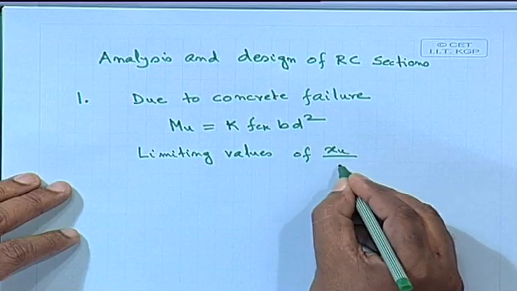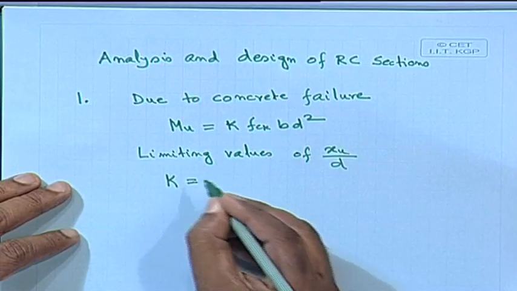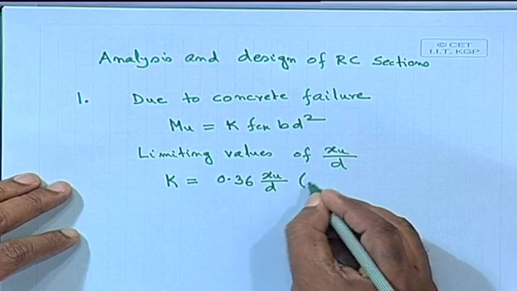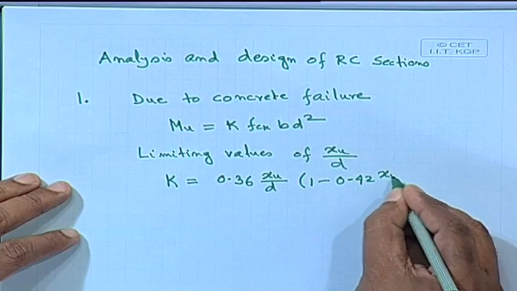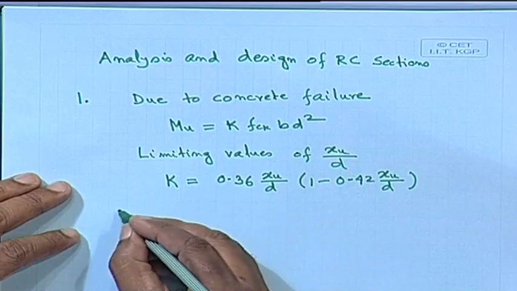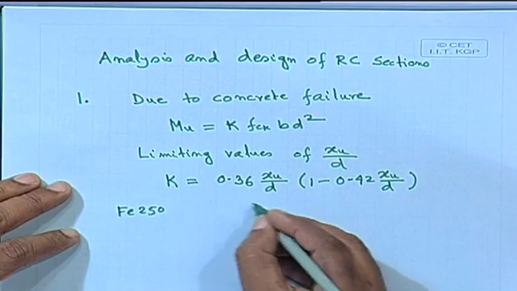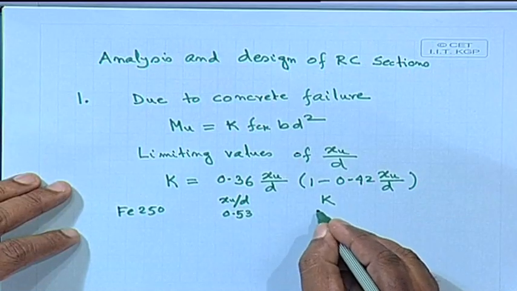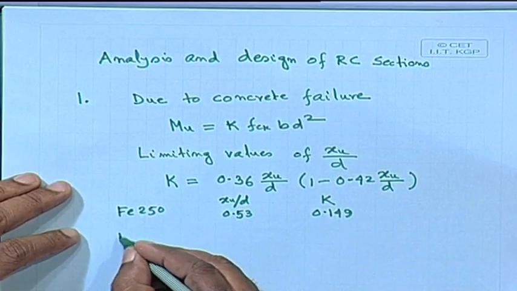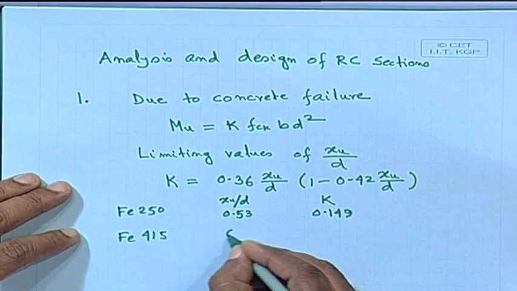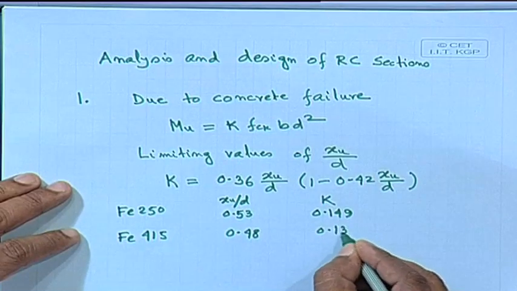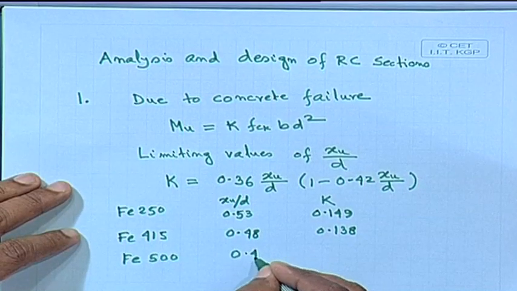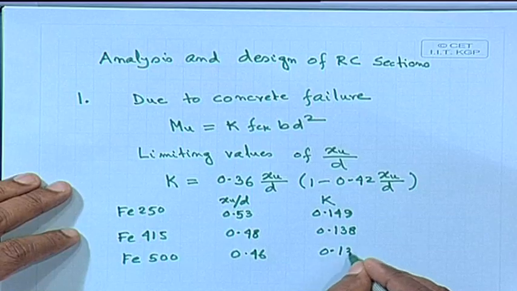Limiting values of Xu by D, K equal to 0.36 Xu by D (1 minus 0.42 Xu by D). For Fe 250, Xu by D is 0.53, K is 0.149. For Fe 415, 0.48, K is 0.138, that is capital K. And for Fe 500, Xu by D is 0.46 and capital K is 0.133.